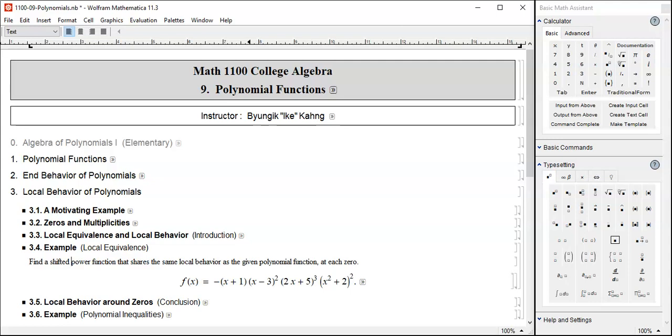How many zeros are there? There are 3. x equals -1 with multiplicity 1, x equals 3 with multiplicity 2, and x equals -5/2 with multiplicity 3. So we have to do this problem 3 different times.